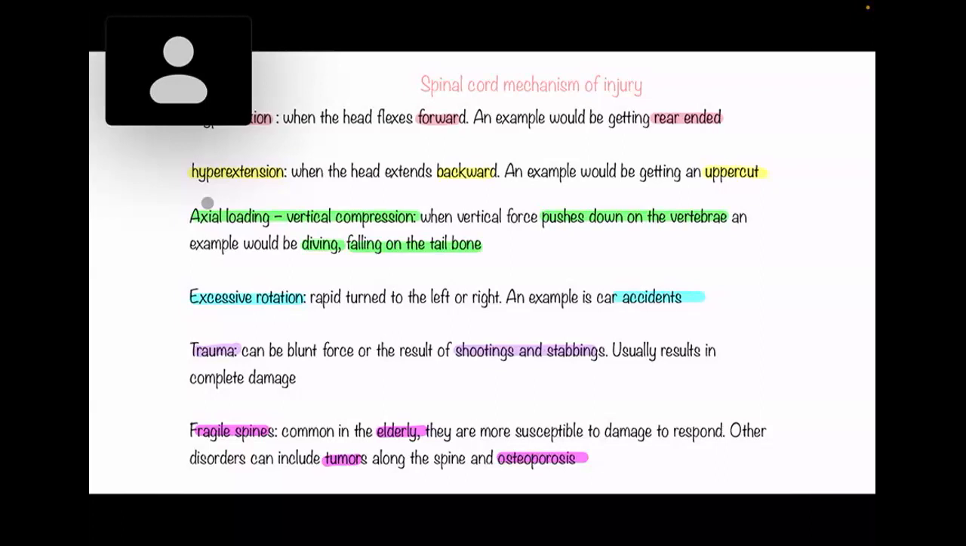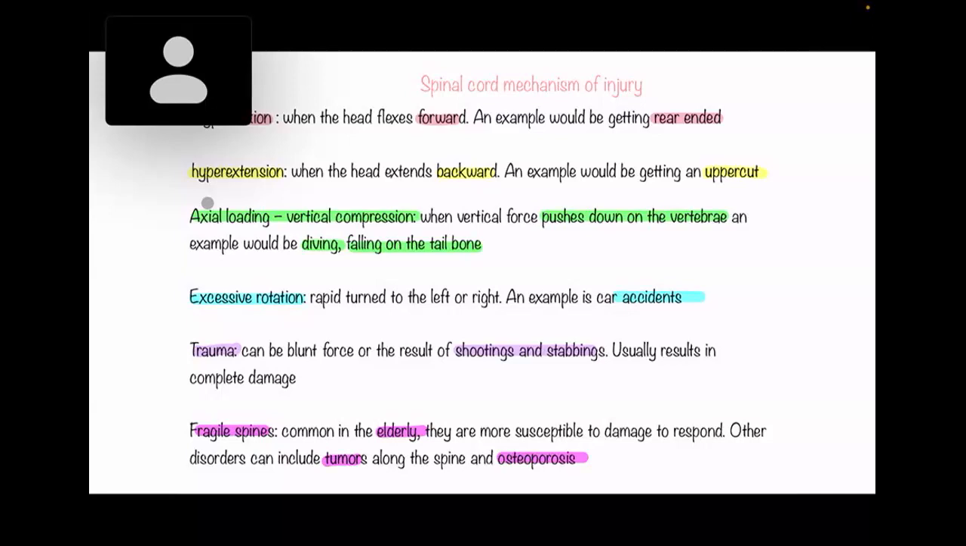Did we have some rotation? Did we have some shearing? With our older adults, they have fragile spines. We talked about hyperparathyroidism. And with hyperparathyroidism, we really know that it's going to pull calcium from the bones. These patients are going to have fragile spines. Okay.